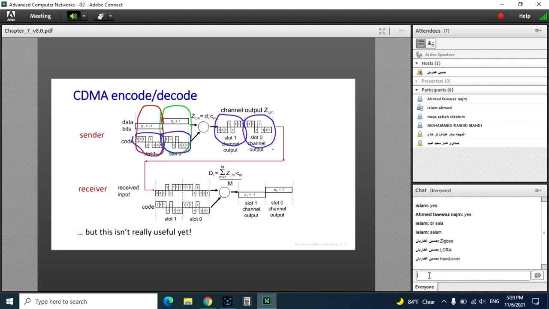At the receiver, look at this one. Again, I'm timesing the result with the code. And then look at this equation. I'm timesing bit by bit the code with the data, and then I'm finding their summation, dividing by m. What is m? M is the number of bits in this code. In this code, yes, we have 8 bits.